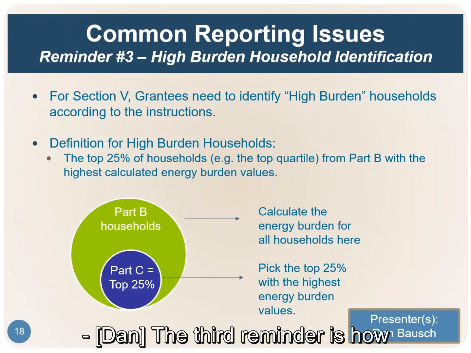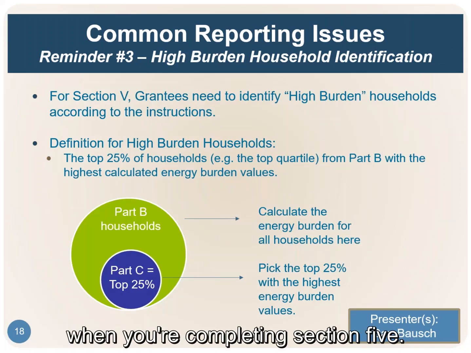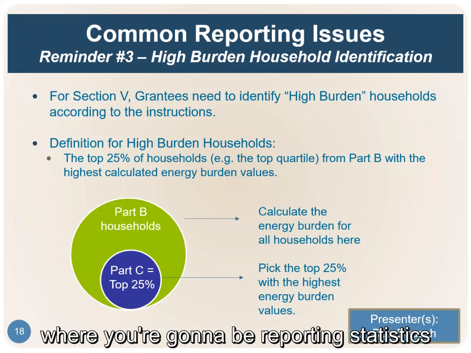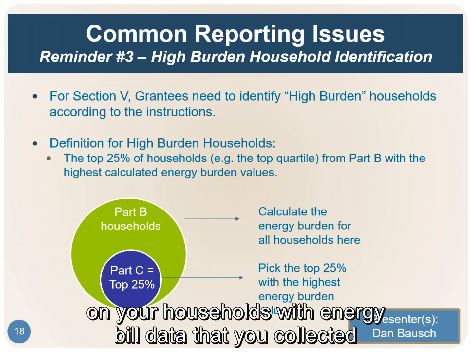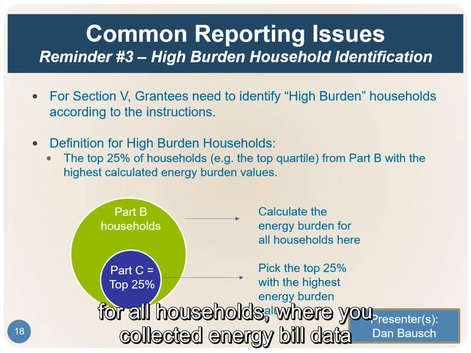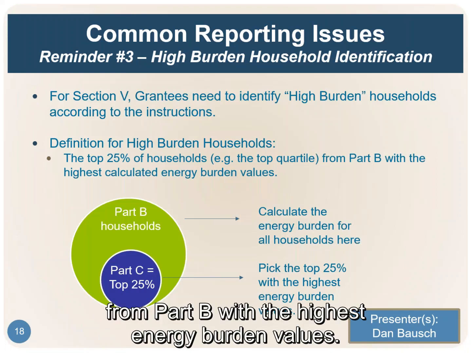The third reminder is how to identify your high burden households when you're completing Section 5. So Section 5 has two main sections where you're going to be reporting statistics on your households with energy bill data that you collected from your vendors. The first is Part B. That's where you report information for all households where you collected energy bill data. And then there's Part C, which is the top 25% of households from Part B with the highest energy burden values.